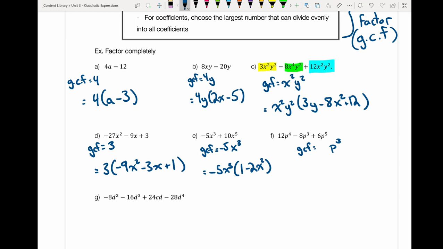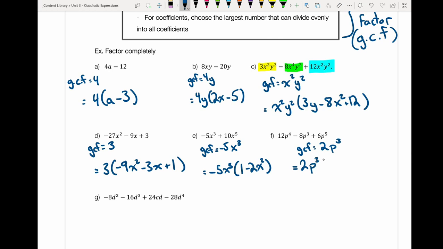Easy way to do it, again, is look at the lowest number and think about what numbers can divide into 6. Right, so we have 6 and 1 and 3 and 2. Well, 6 can divide easily into 12, but it won't divide into 8. 3 can divide into 12, but it won't divide into 8, so that only leaves me with 2. So the largest number that can divide into all three of these is going to be 2.